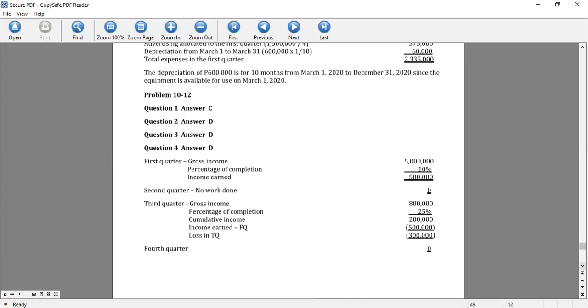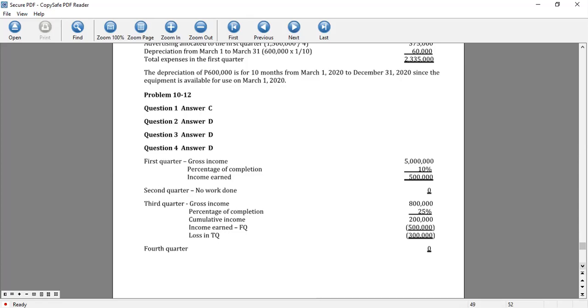What amount of income should be reported in the second quarter? There is no work performed in the second quarter. So you still have your estimated cost equal to 15 million, and the work done is still at 10%. So the estimated cost is still the same, and the income to be reported is zero.